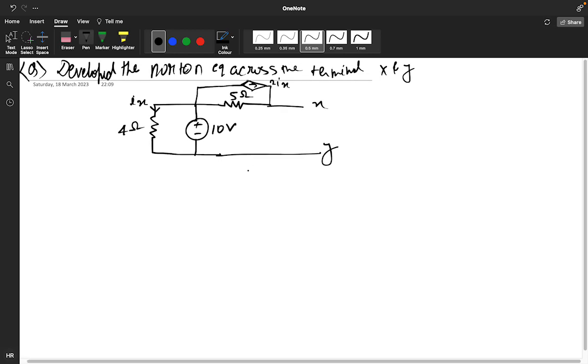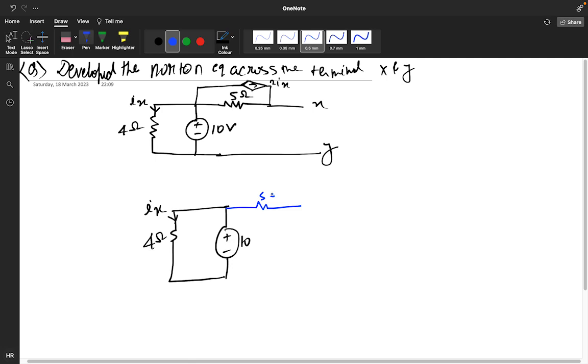So you need to find the Norton equivalent. So for Norton equivalent, what do we have to do? Make the same circuit, positive negative 10 volt. This is your 4 ohm. Current is flowing, Ix current is flowing, and this is your 5 ohm. This is 2Ix. Okay. Simply you have to do a short circuit between X and Y. And you need to find this IN current. Okay.